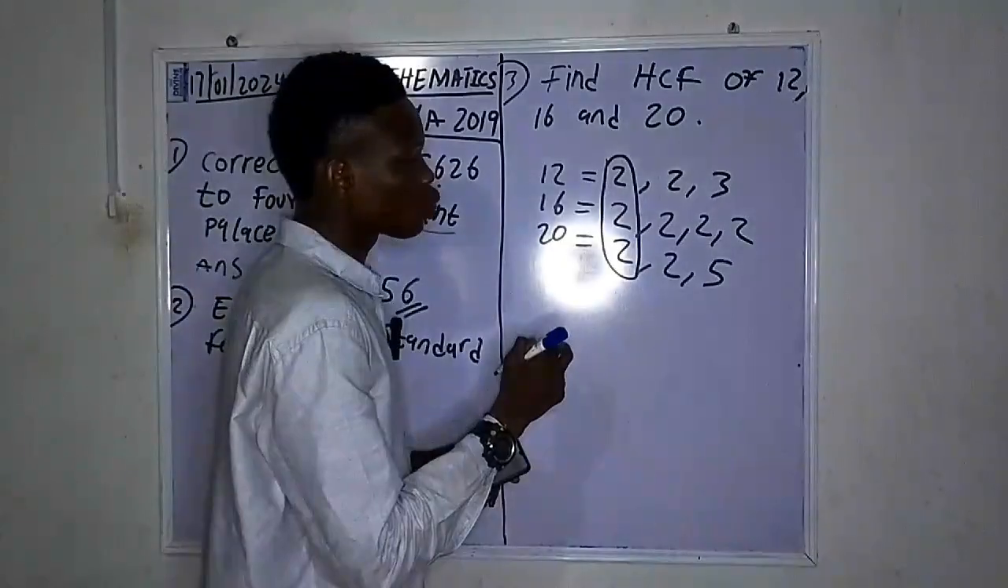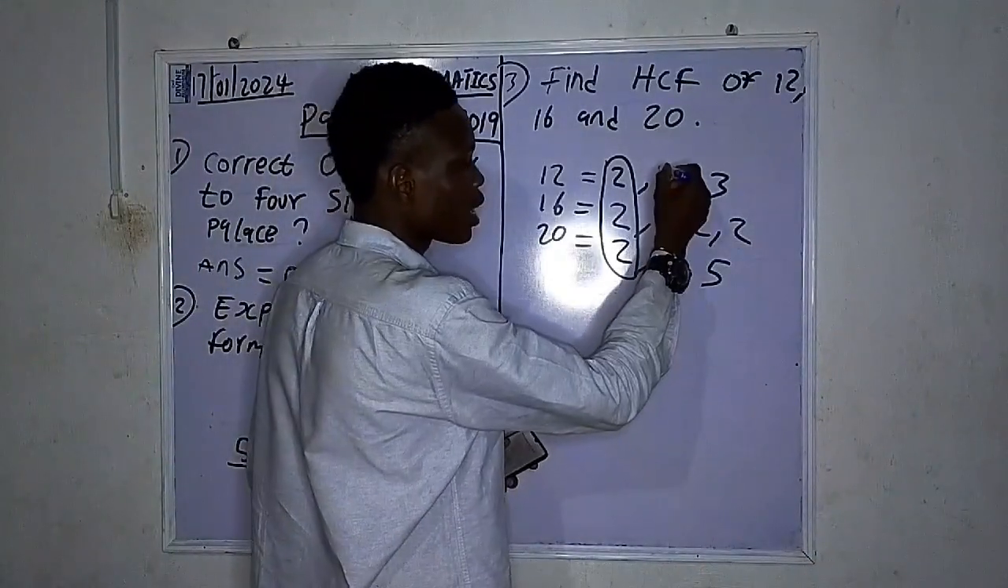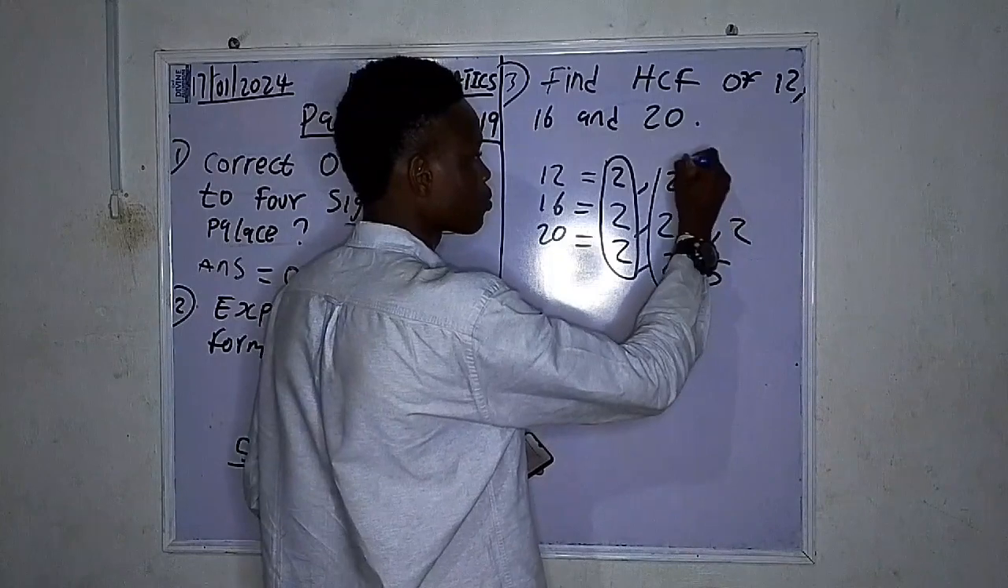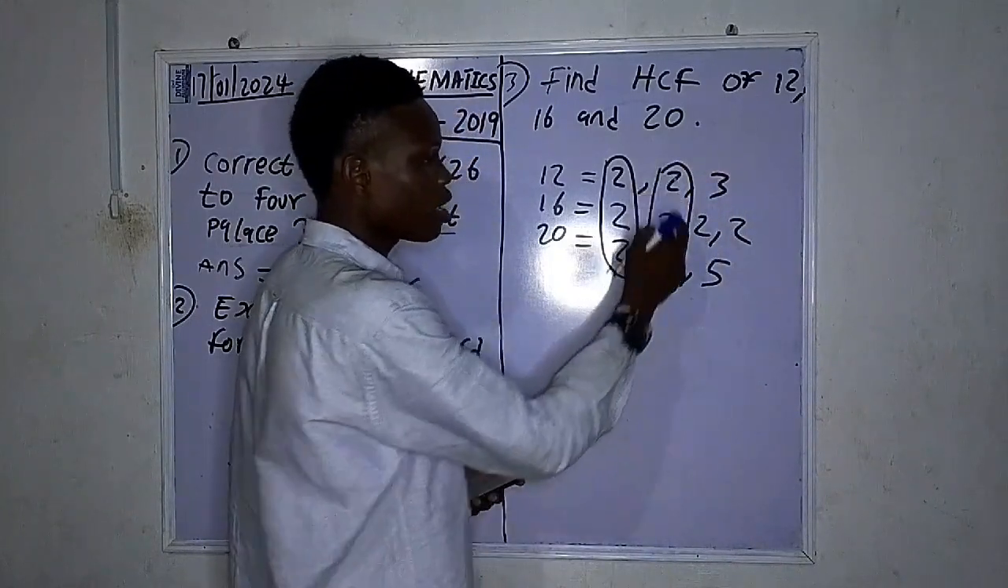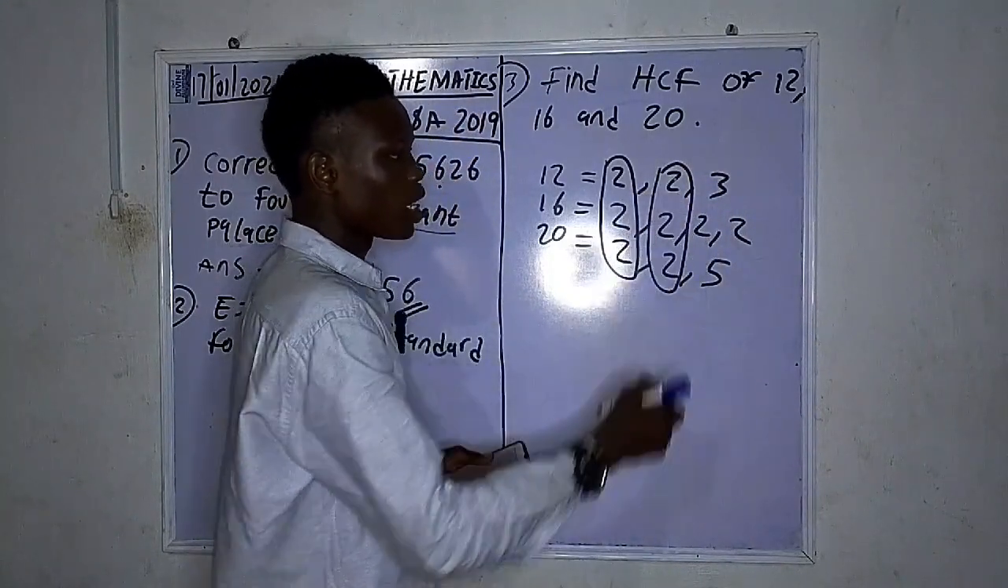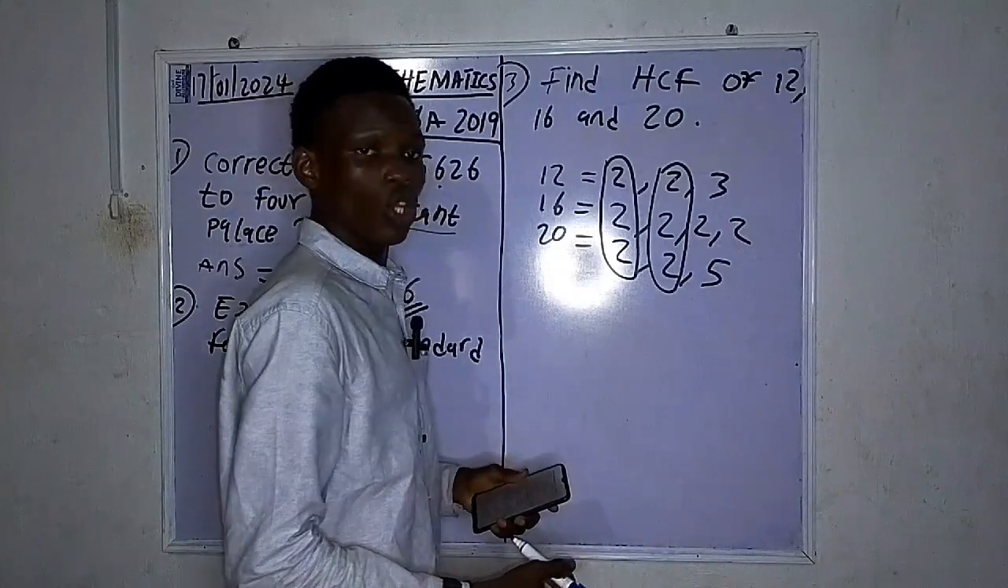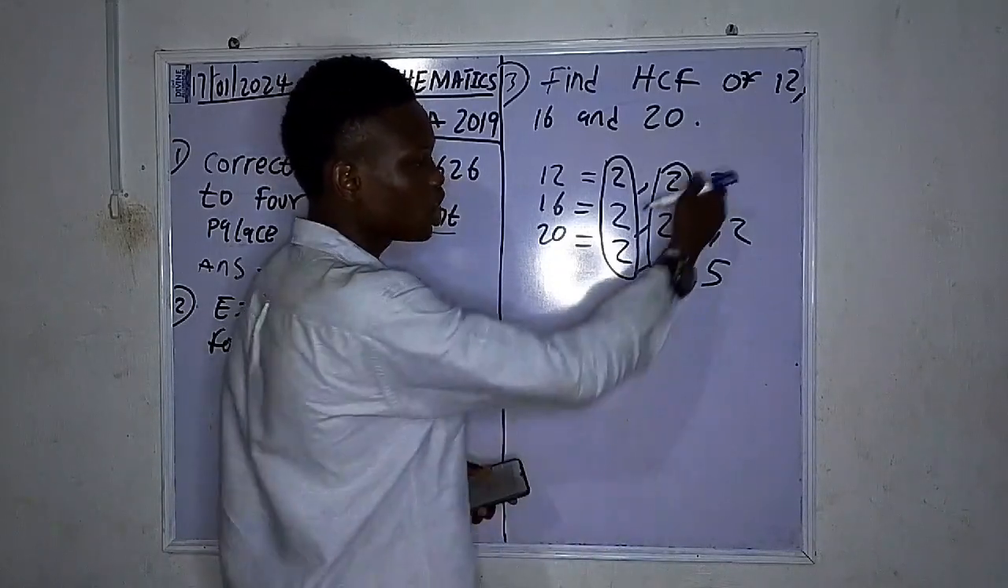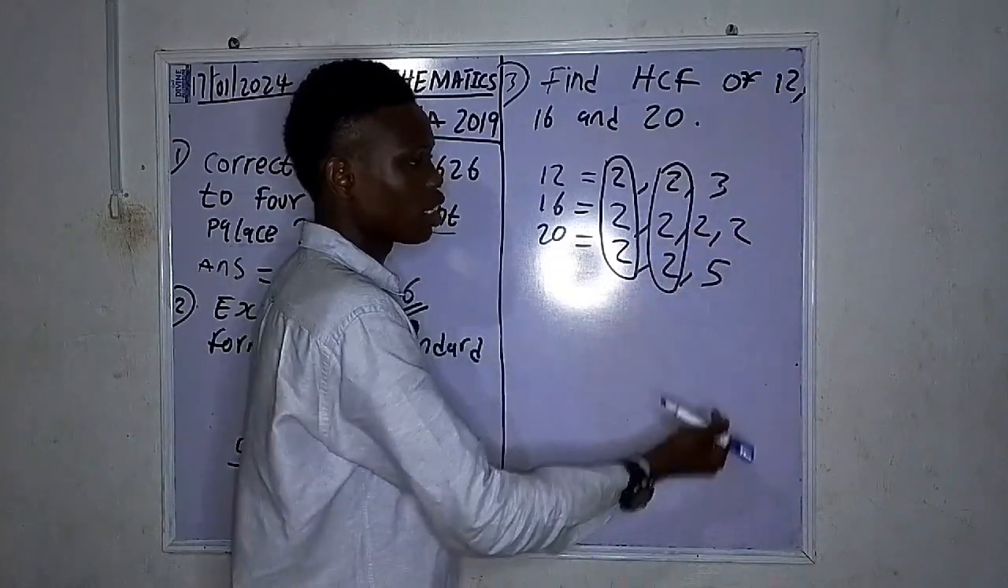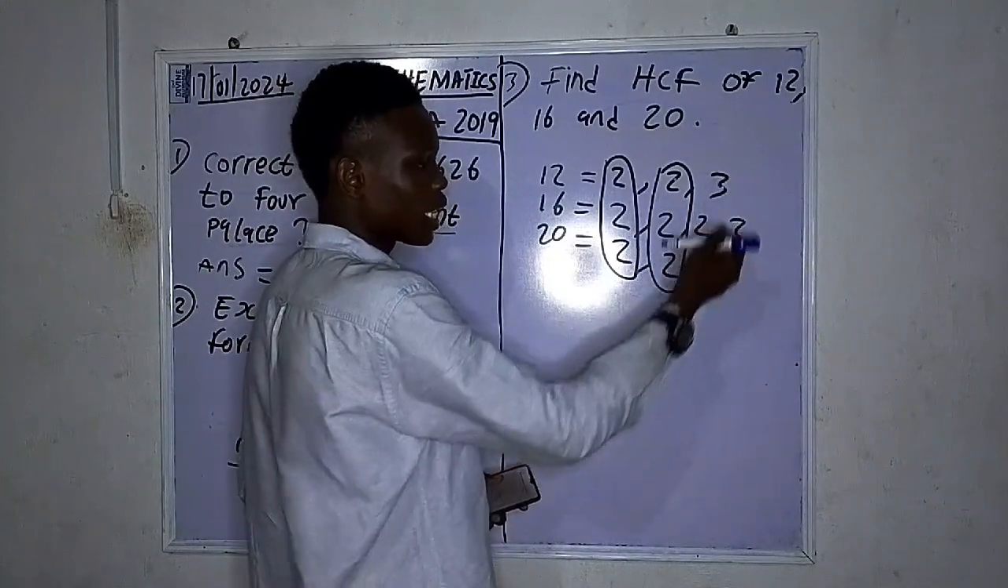Now, the next is 2 again. It is here, and also it's here. Now, is there any common factor again? No, there's no common factor. Why? Because 3 is here, it's not here, and it's not here. 2 is here, it's not here again, it's not here again.